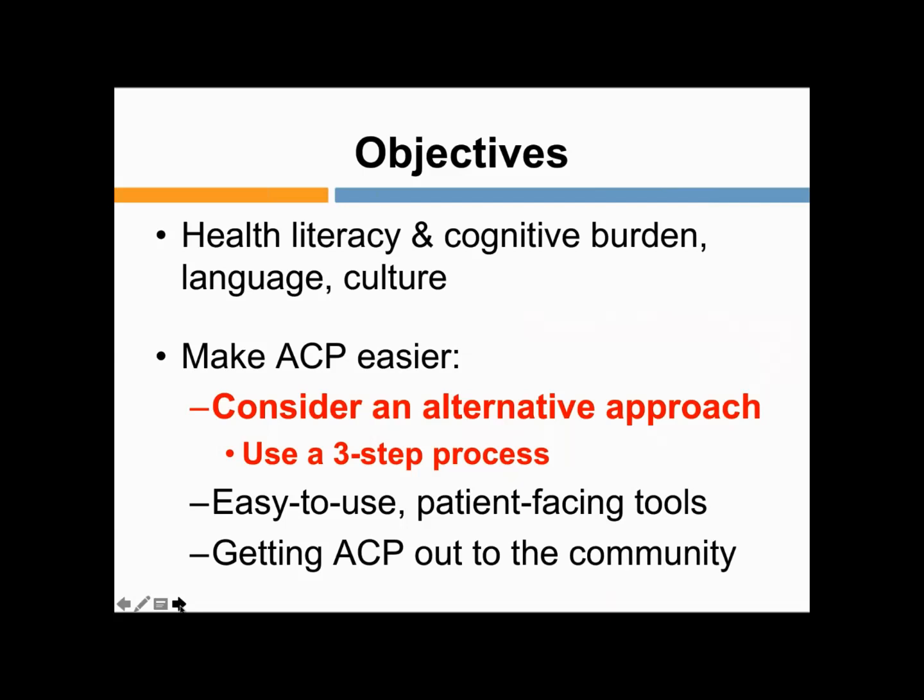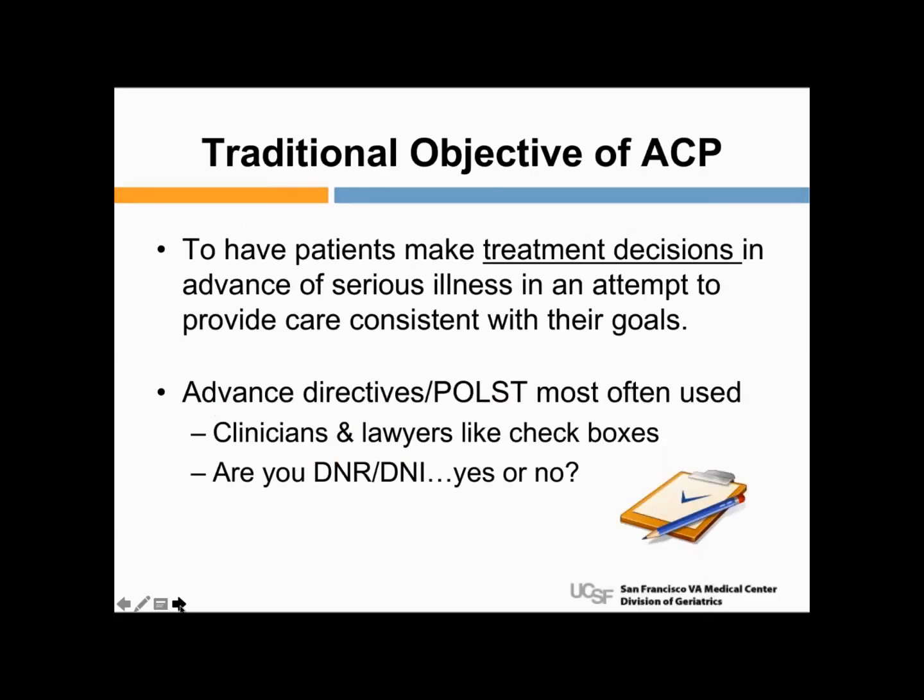So now, thinking about clinicians and the way that we think about advanced care planning, is there something that we could do to make it easier for us when we talk to our patients? The traditional objective of advanced care planning has been to have patients make treatment decisions in advance of serious illness in an attempt to provide care that's consistent with their goals. And that's a great goal. We've often used advanced directives and POLST to help us do that. But I think clinicians, like lawyers, like our check boxes, and we want to know, are you DNR, DNI, do not resuscitate, do not intubate, yes or no? We check off the box, and then we think that we're done with advanced care planning.